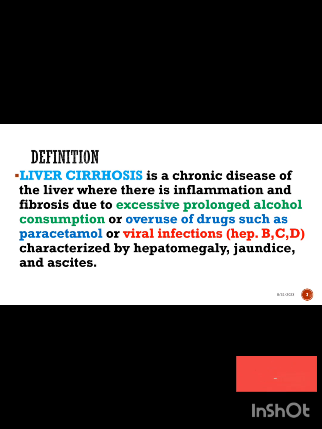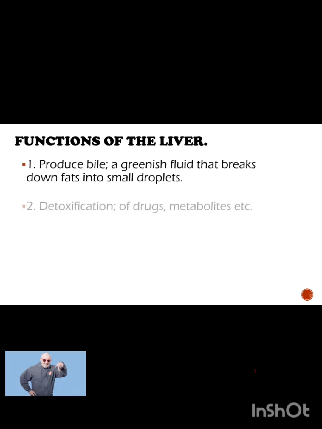Okay, so with this definition, you should be able to get your 5 marks, because like I said in the video on how to write a definition, you need to put what type of a condition it is, and then you need to mention the causes and at least 2 or 3 signs and symptoms relating to the condition. Okay, so this is just a by the way.